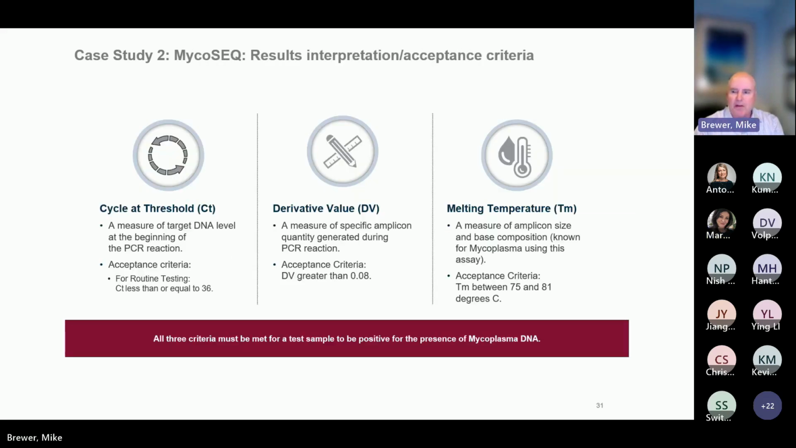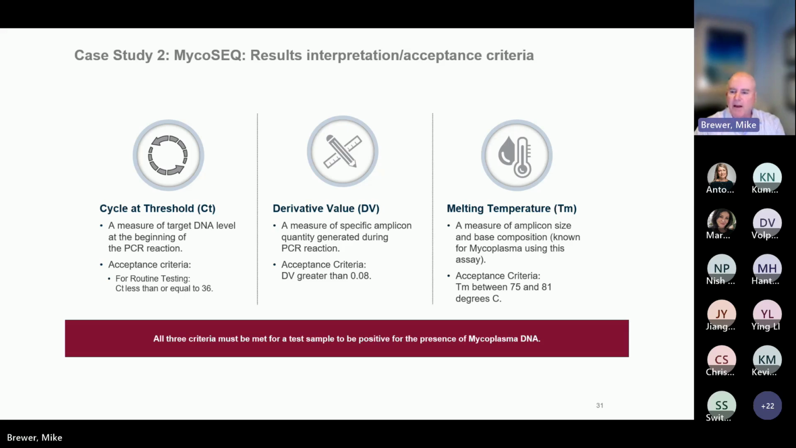Because it's SYBR Green based detection chemistry, we can use 3 parameters for results interpretation. First one is the cycle threshold. That's the qPCR cycle where the fluorescence level reaches a threshold. This is a measure of the target DNA level at the beginning of the PCR reaction. The second and third parameters we use are analysis of the melting of the amplicon.